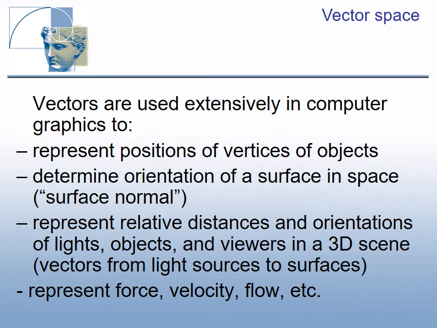Now let us finally discuss how we can use vectors in computer graphics. First of all, we use them to represent positions of vertices of objects, to determine orientation of a surface in space. Also it is called surface normal. To represent relative distances and orientations of lights, objects, and viewers in a 3D scene. Vectors from light source to surface, so the rendering algorithms can create the impression of light interacting with solid and transparent objects.